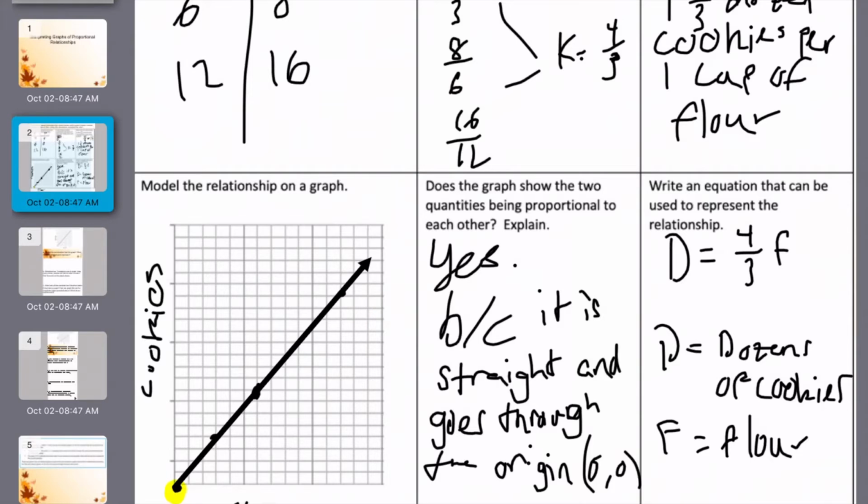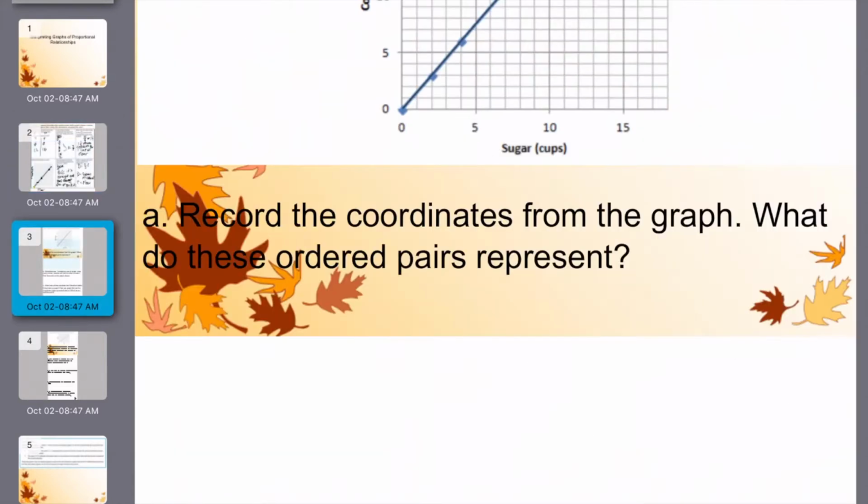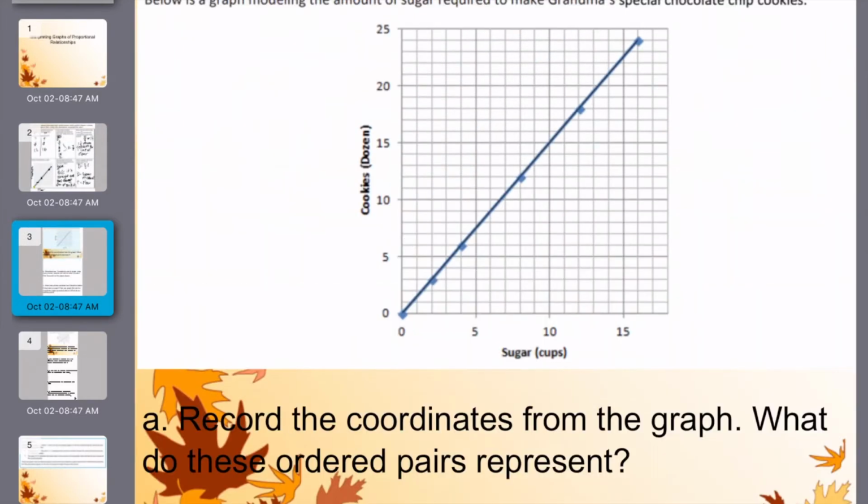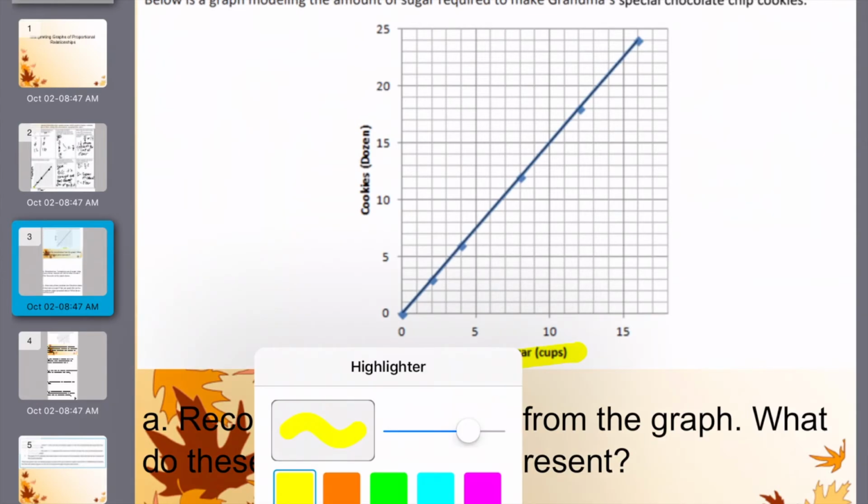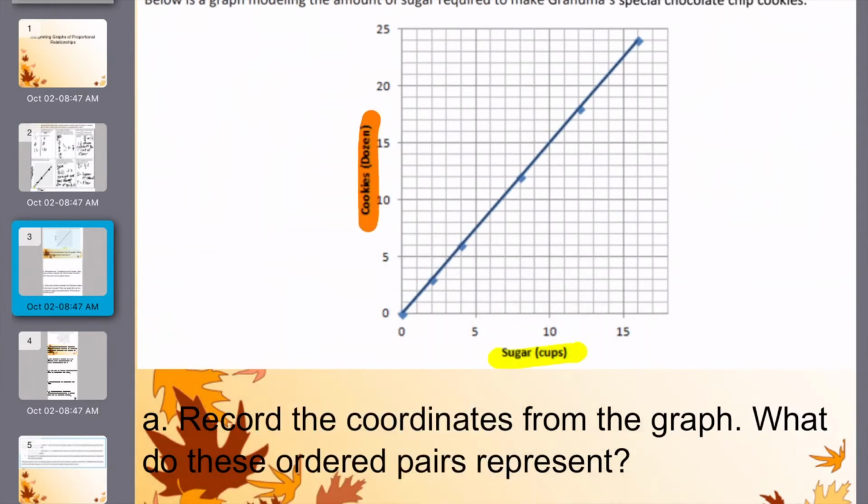This is kind of where we're going. We're trying to take a proportional relationship and extend it to answer other questions. So let's try this again. Below is a graph modeling the amount of sugar required to make Grandma's special chocolate chip cookies. They already give us the graph, and they want us to record the coordinates from the graph. What do these ordered pairs represent? Well, first it's important for me to look at my axes to see what they're labeled. I have sugar, and then I also have dozens of cookies.